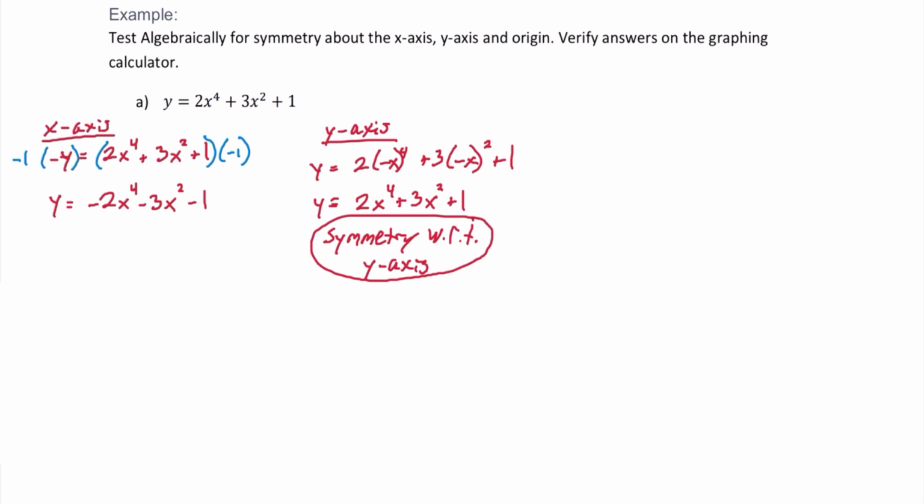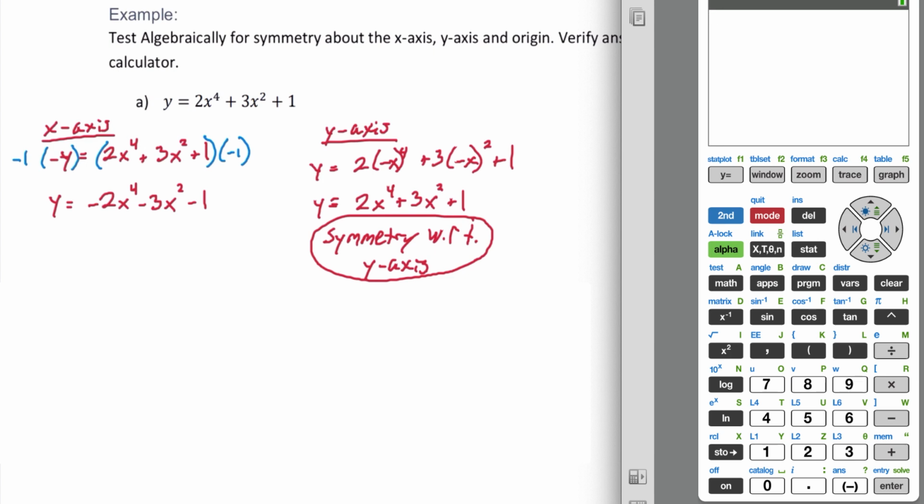Since it's symmetric about the y-axis and not symmetric about the x-axis, we don't need to check for symmetry about the origin. We can double check this by graphing it. So y equals 2x to the fourth plus 3x squared plus 1. Notice that this graph is symmetric about the y-axis.